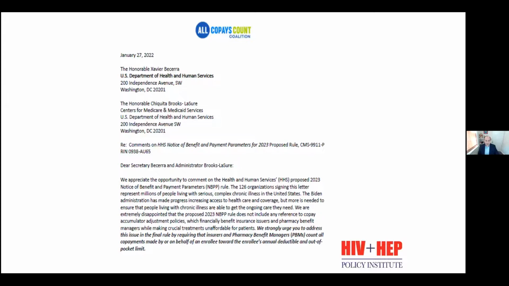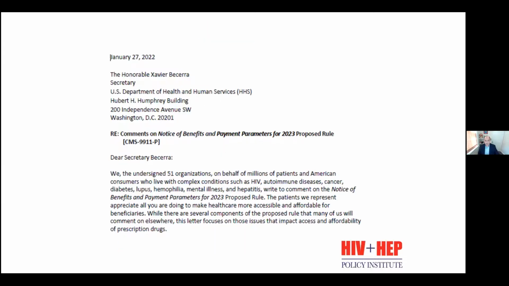Next slide. And I put together a coalition letter as well on the notice of benefit and payment parameters rule with the Autoimmune Association. We had over 50 groups sign on. We touched on a number of cost sharing issues, but we obviously included the importance of making sure copay assistance counts as well. Next slide.